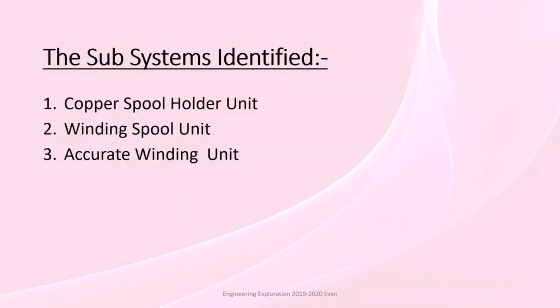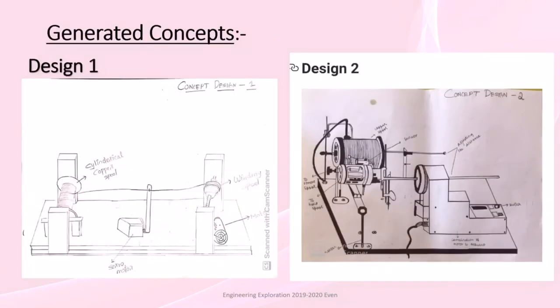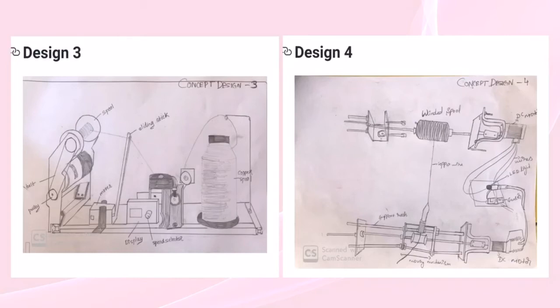The subsystems identified: 1. Copper spool holder unit. 2. Winding spool unit. 3. Accurate winding unit. Generated concepts. We have 4 conceptual designs: Design 1, Design 2, Design 3 and Design 4.